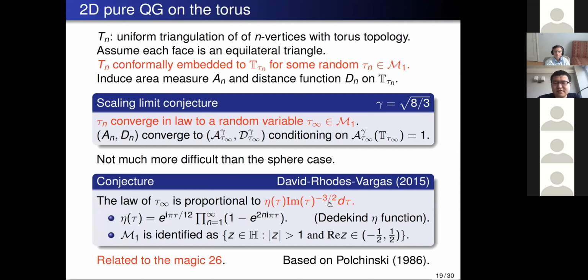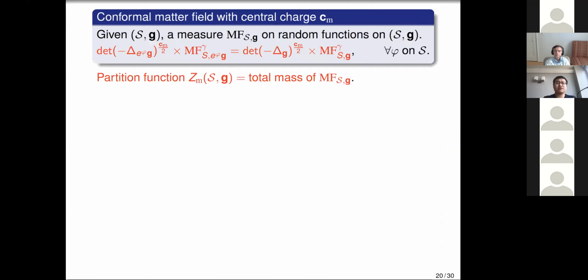So this formula remains very mysterious to me. For now, I can only say that this formula is related to this magic number 26, but I cannot say more than that. There are also some similar conjectures in the case of quantum gravity coupled with a conformal matter field. Here, a conformal matter field of central charge c_M can be defined similarly as in the Liouville theory. It's basically a random function on the Riemann manifold. And this measure is related as follows under this conformal definition. And then the partition function of this matter field is defined by the total mass of this measure.